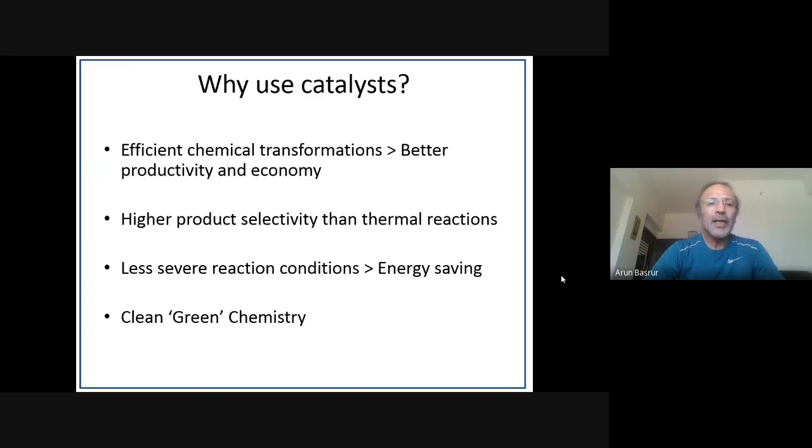The reasons we use catalysts are that they facilitate efficient chemical transformations. So you get better productivity and better economy. When compared to thermal reactions, catalysts facilitate higher product selectivity. And they also operate at less severe reaction conditions, or in other words, at the same reaction conditions, you get much better performance in terms of product yields. So that's energy saving. Lastly, catalysts have enabled replacement of hazardous chemistry and hazardous catalytic materials with clean green materials.